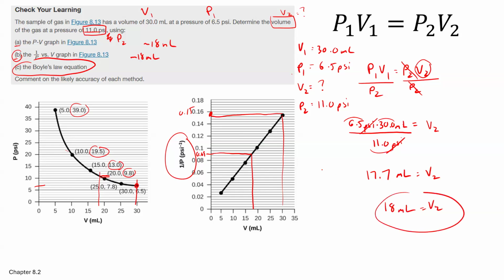And actually, they're all close. 18, 18, and 18, right? We could get fancy and do an equation for these graphs, but the equation that we used is going to be the most accurate up to this point. Later on, you'll learn that you can actually get pretty cool equations from using the graphs and get really, really accurate results from either way.